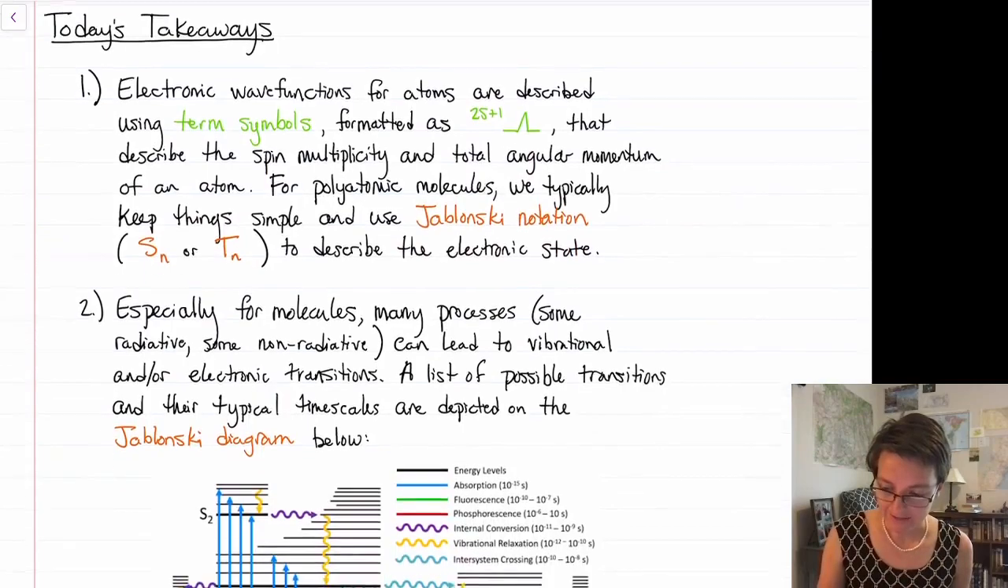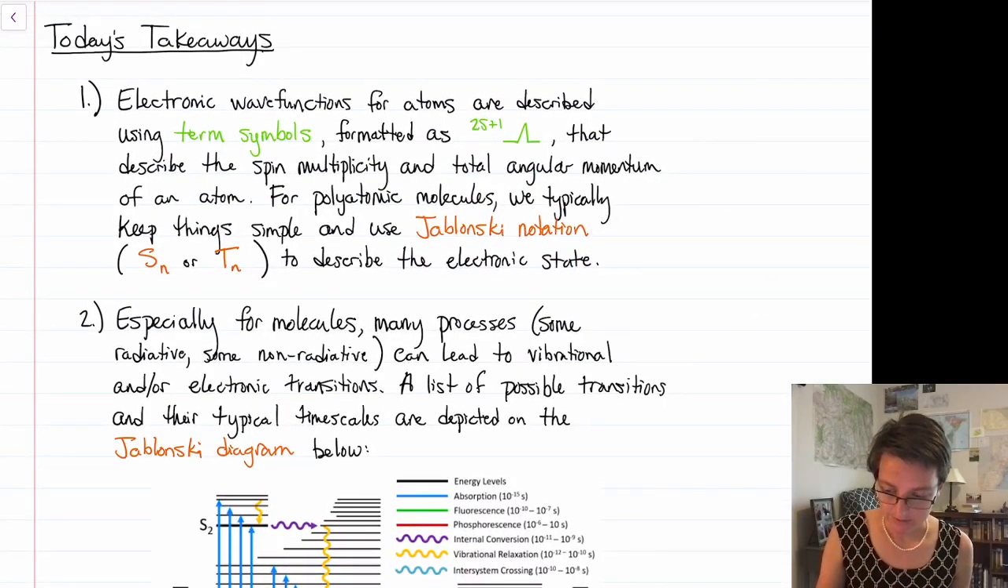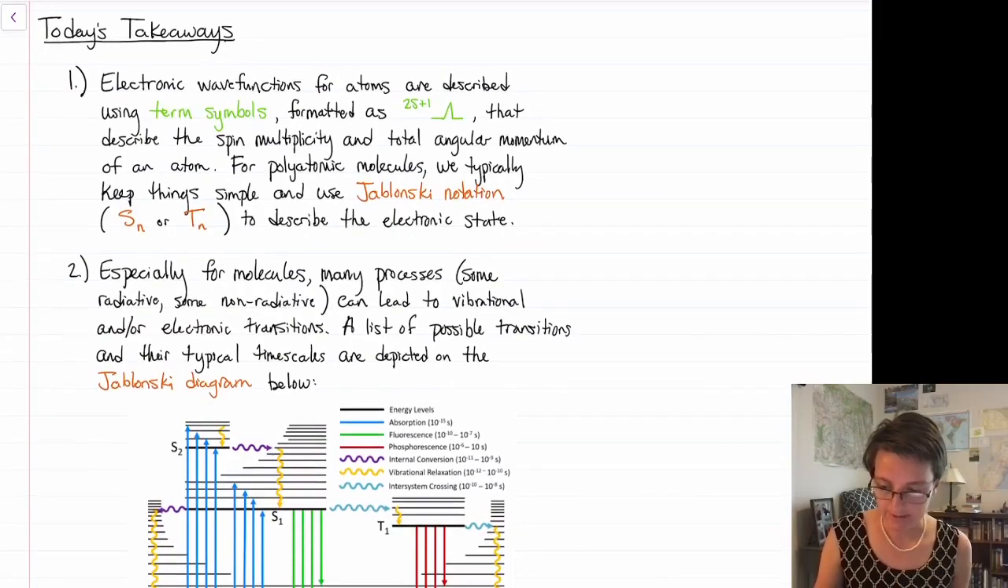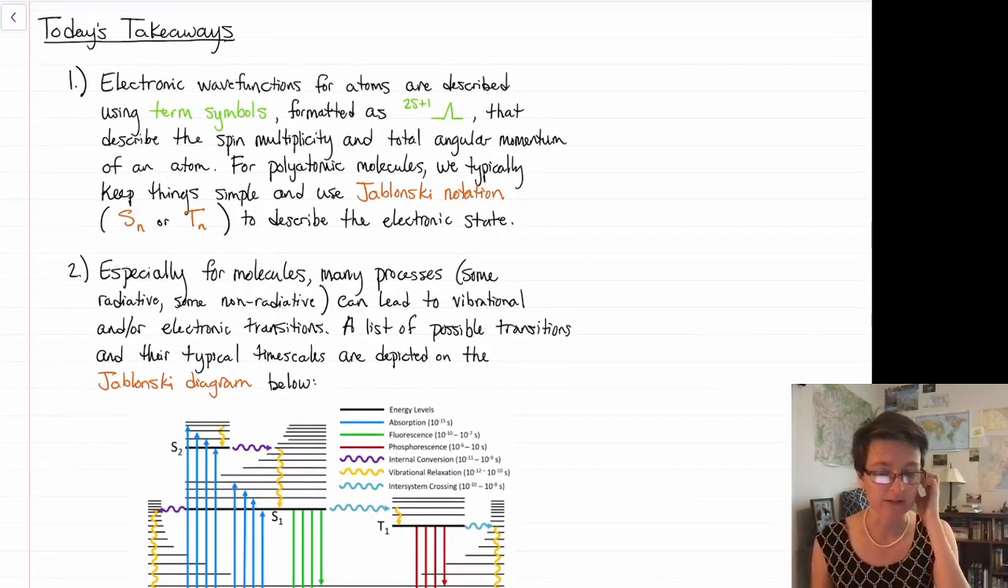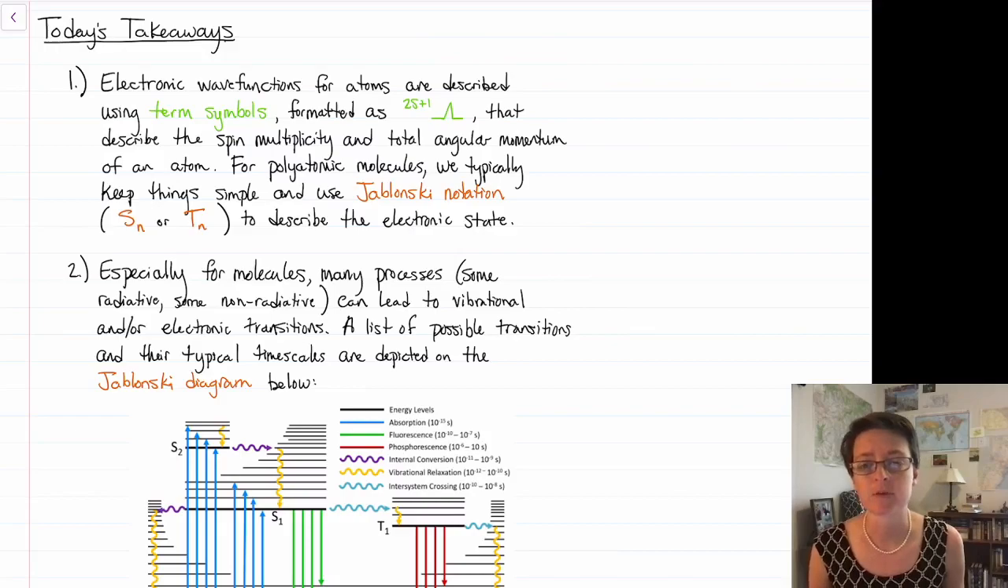All right, and that's all that we have to talk about today. So this has been a lot of information, but let's try and focus on some big picture takeaways about electronic spectroscopy. Our first takeaway is that electronic wave functions for atoms are described using term symbols so that we can talk about the atom's electronic wave function, rather than focusing on each individual electron's wave function. They're formatted using the multiplicity as a superscript in the upper left-hand corner and some letter that describes the total orbital angular momentum of an atom.